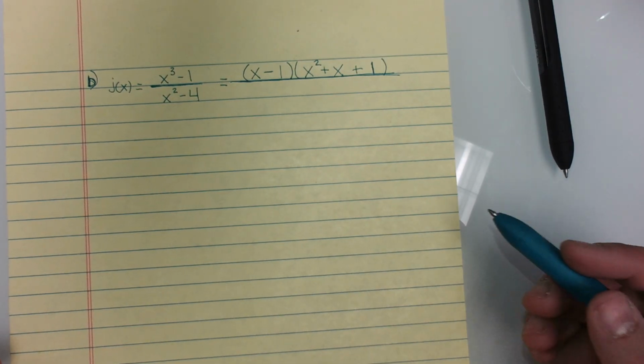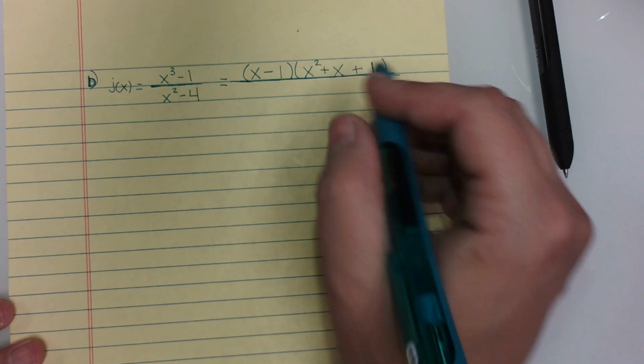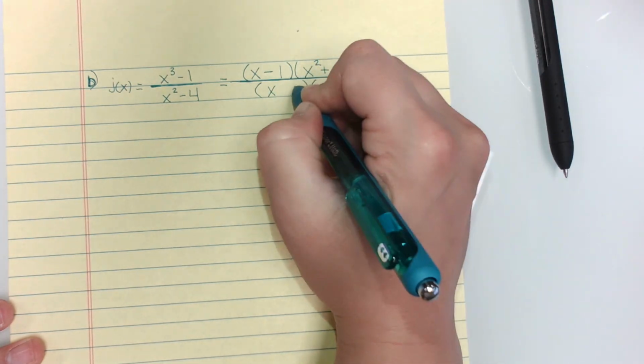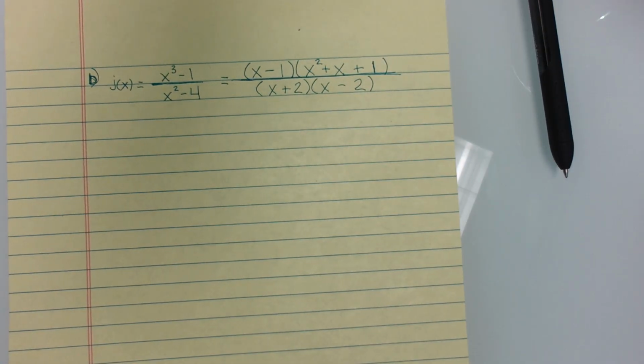Can we factor x squared minus 4? That one we should know. It's a difference of perfect squares. First thing squared was x, second thing squared was 2. One's a plus, one's a minus. Something that is a difference of perfect cubes will never factor further. So x squared plus x plus 1 is not going to factor. It's impossible.